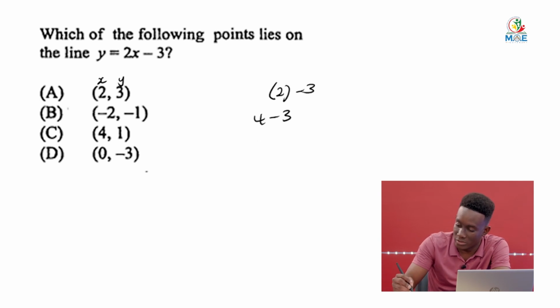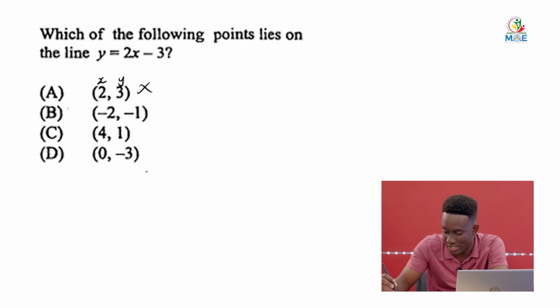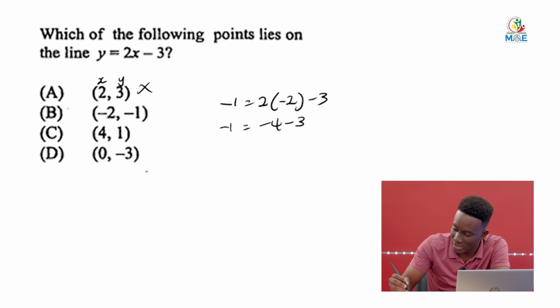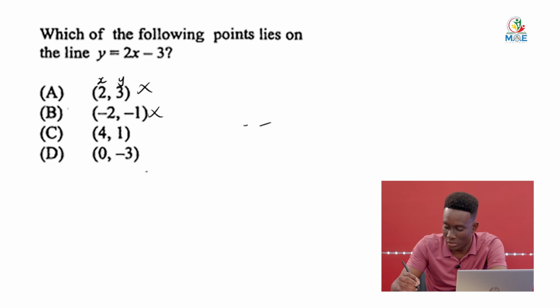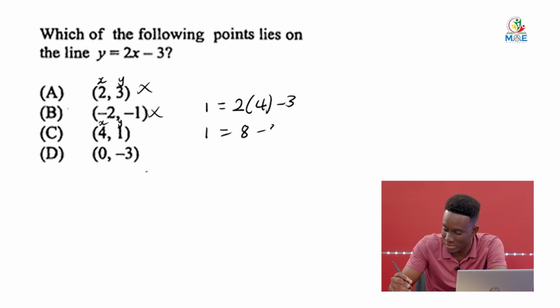So we see the first one is out. Let's try the second one. So we see y is equal to -1. So we'll have -1 is equal to 2 times -2 subtract 3. So -1 is equal to 2 times -2 is -4 minus 3. So we see that is out as well. So let's try the next one. It says (4, 1). So we see 4 would be x, 1 would be y. So it's 1 is equal to 2 times 4 minus 3. 1 is equal to 2 fours, 8 minus 3. So we see that can work as well. So by virtue of elimination, D should be the answer.